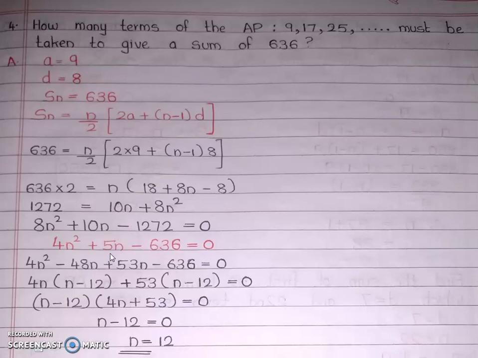You can use either of the three methods you know to solve a quadratic equation. Here I am using splitting the middle term. You can use whichever method is easier for you. Here I will get n minus 12 and 4n plus 53 equal to 0. I will go for n minus 12 equal to 0. The reason I have told you before, because number of terms should be a natural number. If I equate this factor to 0, I will not get a natural number. So the final answer is number of terms is equal to 12.